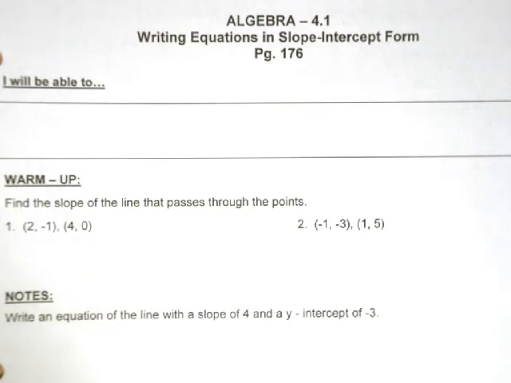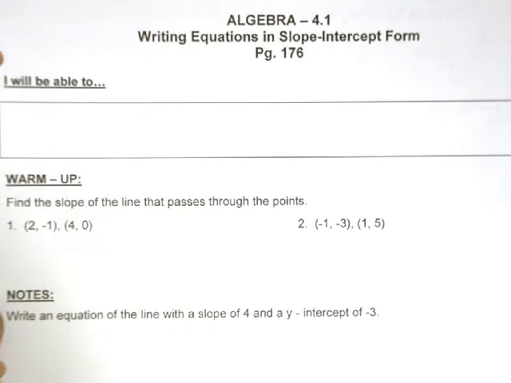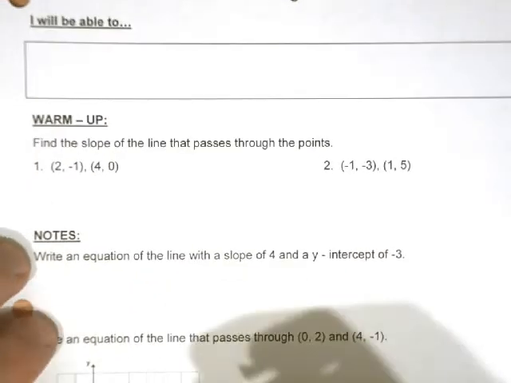So we're going to look at writing equations in slope-intercept form. So we're kind of continuing with our identifying slope-intercept form from chapter 3. As you can see here, our warm-ups are finding the slope. The first one I'll go through again with you. I'll give you the second one to check and do on your own here.